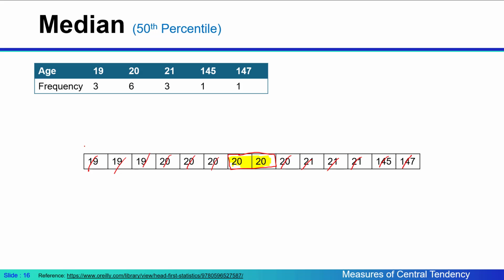Because we have an even number of terms, you can even count it: 1, 2, 3, 4, 5, 6, 7, 8, 9, 10, 11, 12, 13, 14. Since we have an even number of terms, we have two middle values. Now for the median, just take the two middle terms and take the mean of them, which is 20 plus 20 divided by 2, and hence the middle value is 20. That's perfect, right? Now we can say that the median of the data is 20, which doesn't have any effect from our outliers.